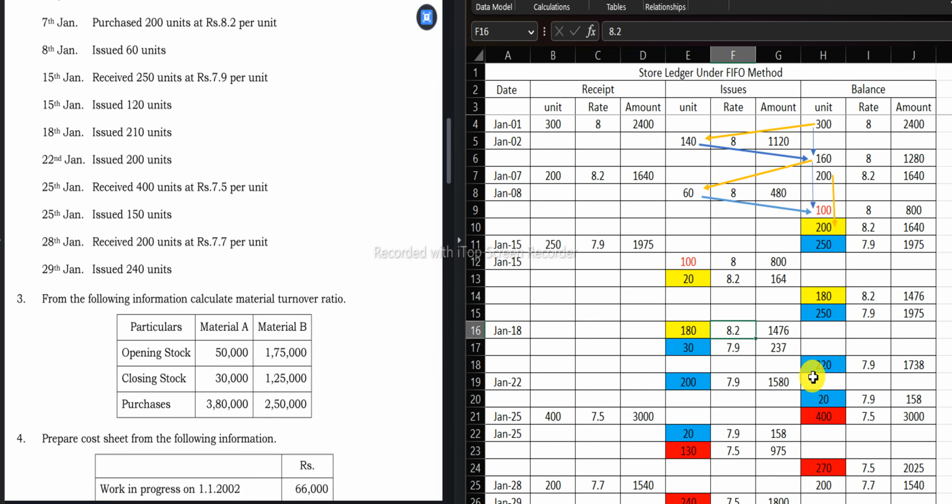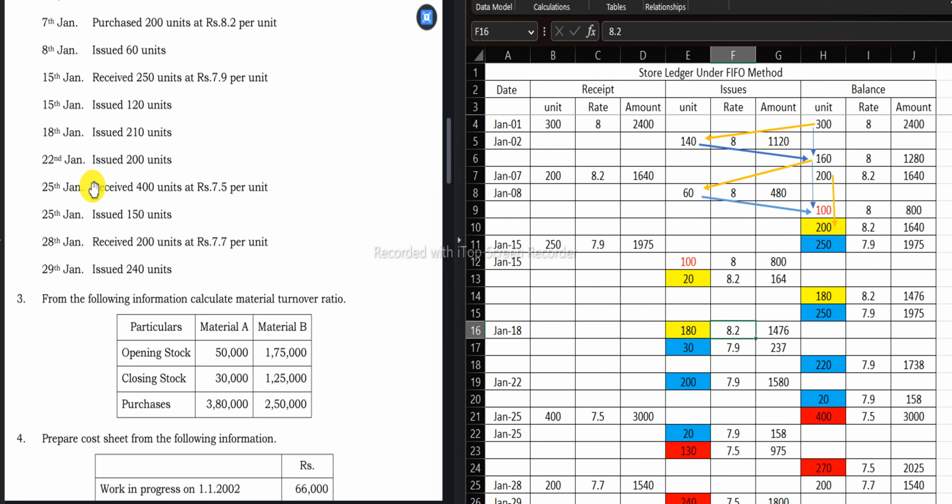Next, on 22nd January we issued 200 units. Now on 22nd January we are going to issue 200 units out of 220 units. See, we have a balance of 220 units, and out of that we are issuing 200 units for production. What is the balance now? 220 minus 200 units, the balance is 20 units.